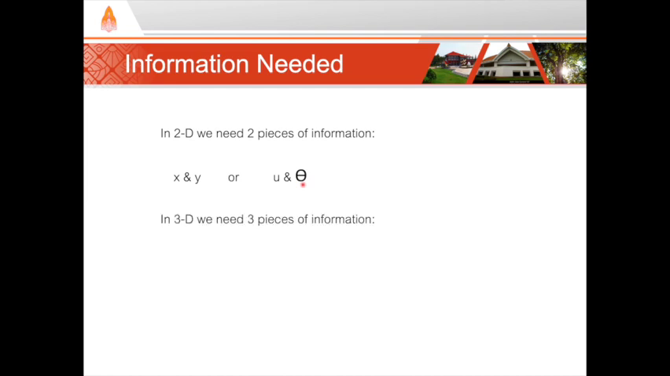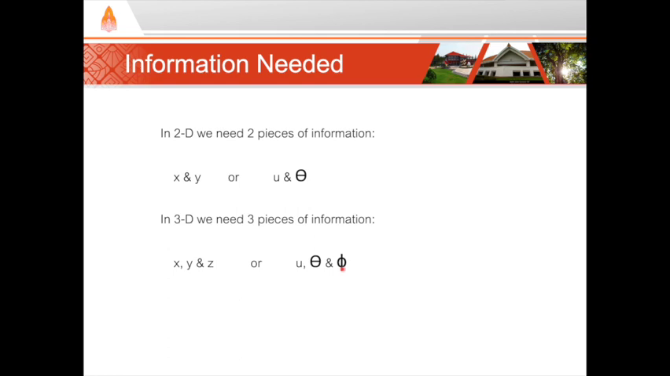On the other hand, if we're talking about a vector that's in 3 dimensions, then we need at least 3 pieces of information about that vector. So that could be its magnitudes in the x, y, and z directions, or it could be the magnitude and 2 angles, which we can call theta and phi. If we don't have enough information, we can't fully describe that vector.